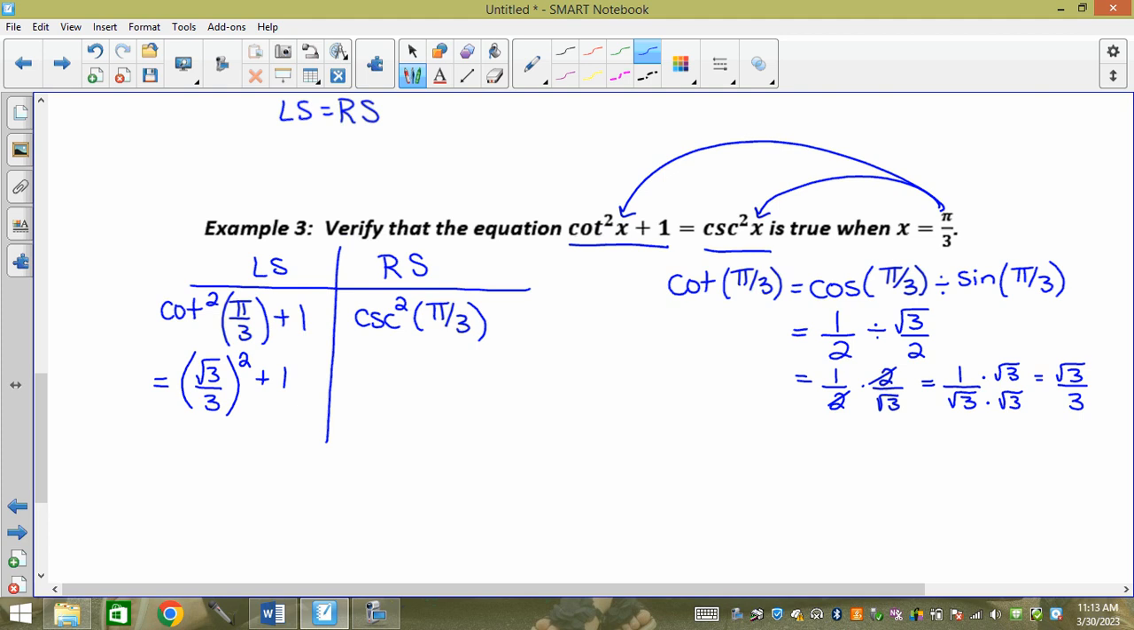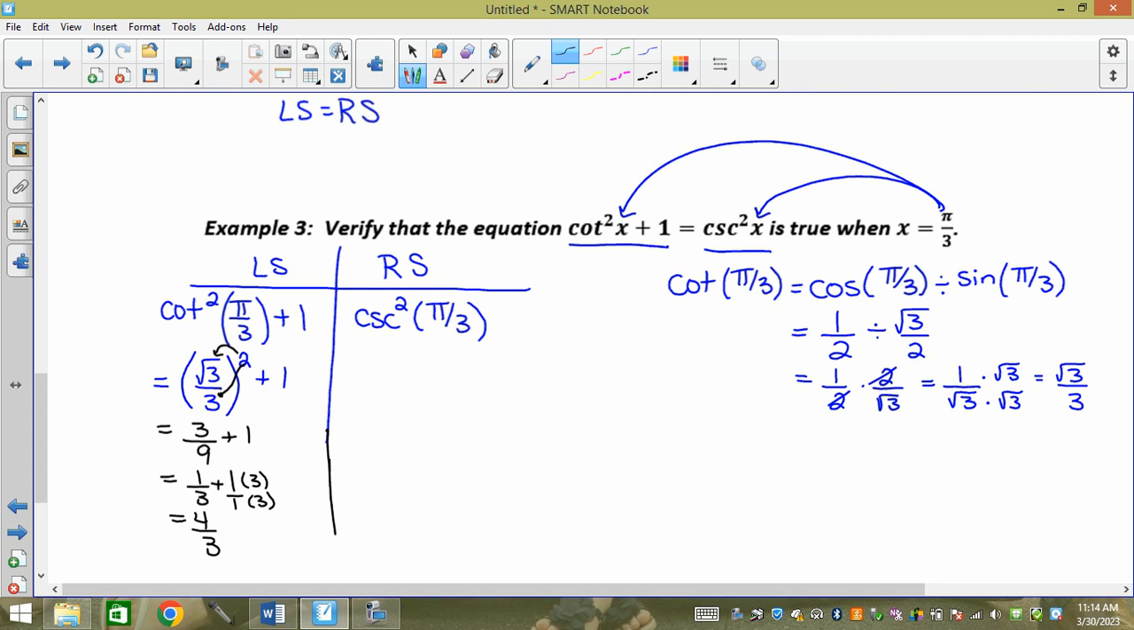Then I can square it, right? The squared has to go to both. So I get root 3 squared, which is 3, over 3 squared, which is 9, plus 1. 3 over 9 is a third plus 1. What's a third plus 1? 4 over 3. You can either type it in your calculator and get the answer, or you can make common denominators. So it'd be 1 plus 3 over 3, so 4 over 3.